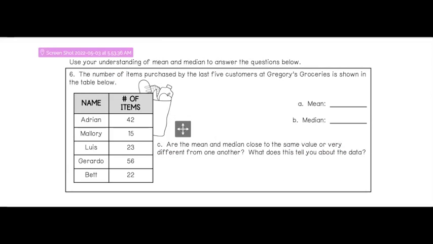All right, use your understanding of mean and median to answer the questions below. So we're going to put these together now. The number of items purchased by the last 5 customers at Gregory's Groceries is shown in the table below. So we don't have to order them to get the mean. We can just add them up and then divide by how many data points there are. So there's 1, 2, 3, 4, 5 different people. So go ahead and add these up and then divide by the number of people, which is 5, so we can get the mean or average.